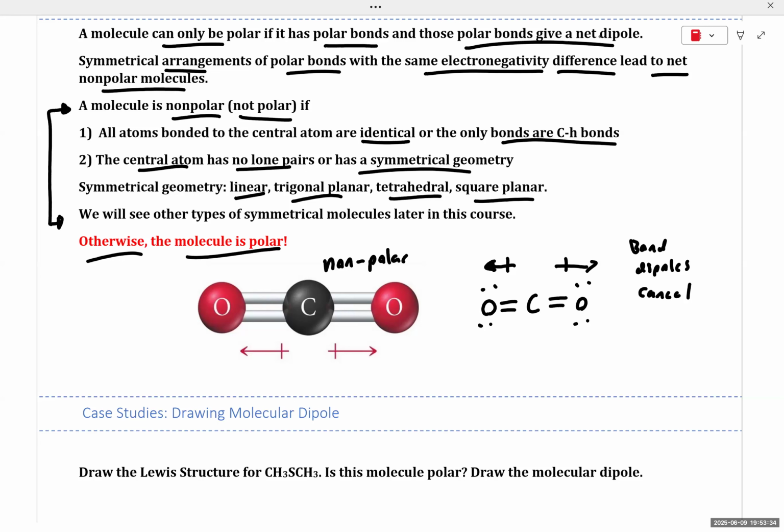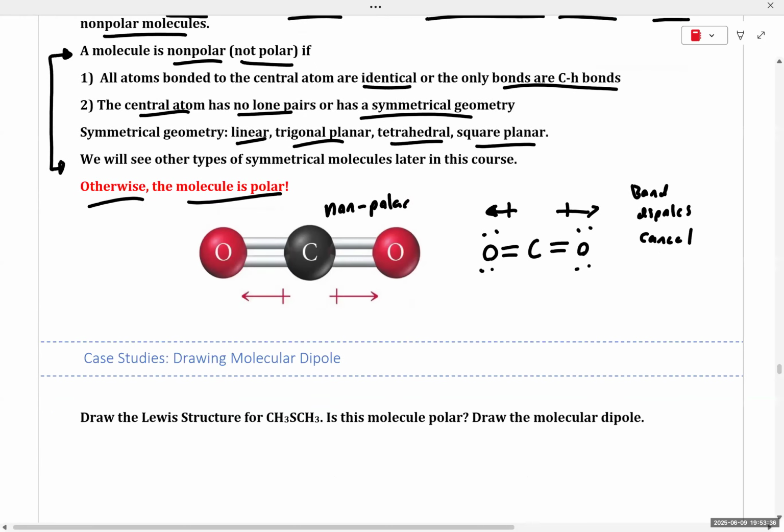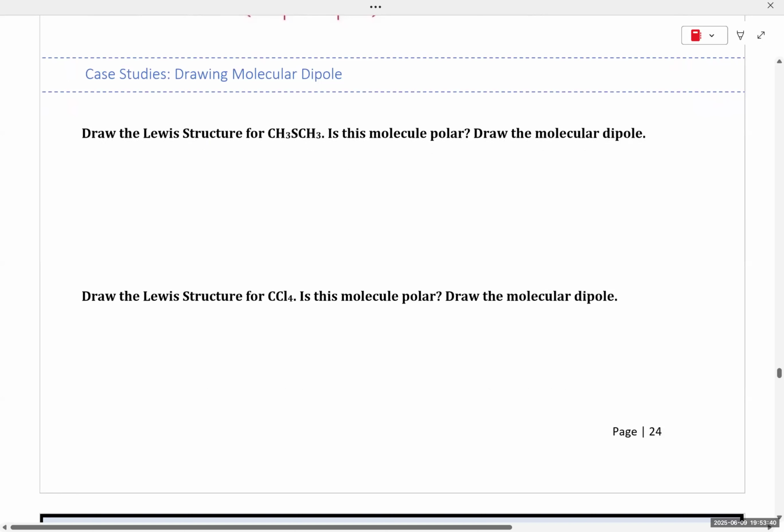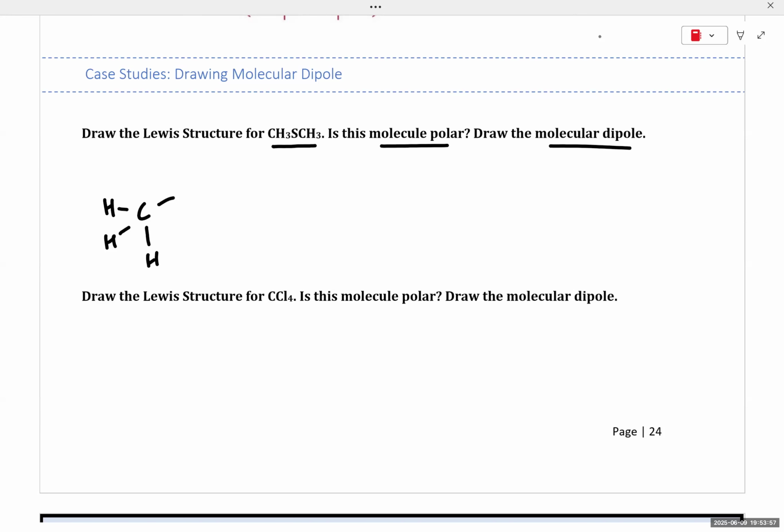Let's apply what we've learned here and look at some case studies. In this case, we're asked to draw the Lewis structure for the following compound, determine whether the molecule is polar, and draw a molecular dipole. First, I'm going to draw the Lewis structure for this compound. I'll be doing this first example and you'll work on the second.